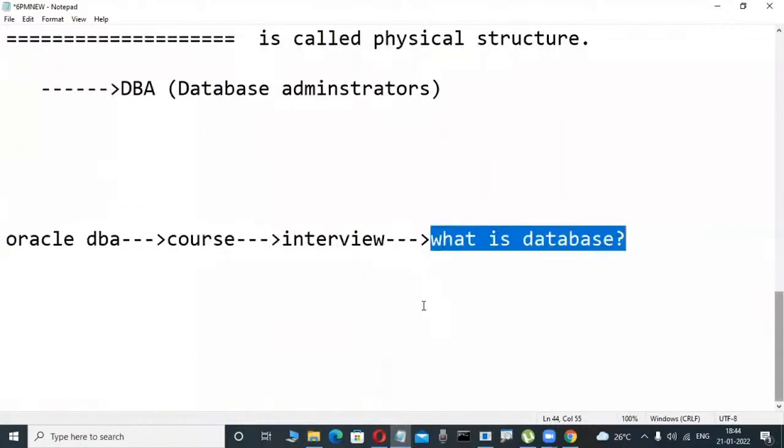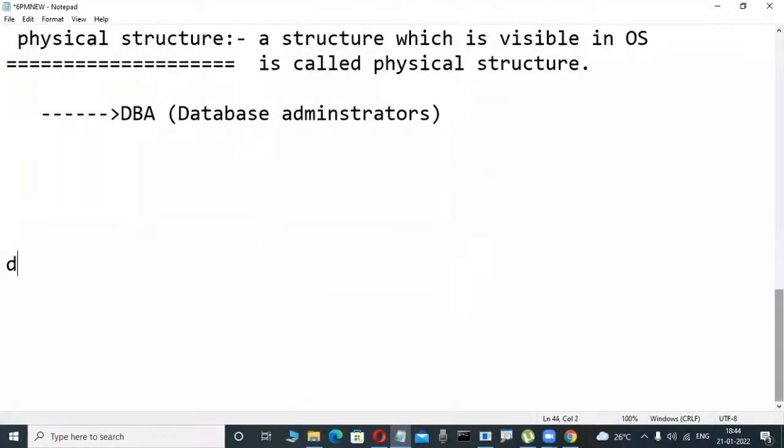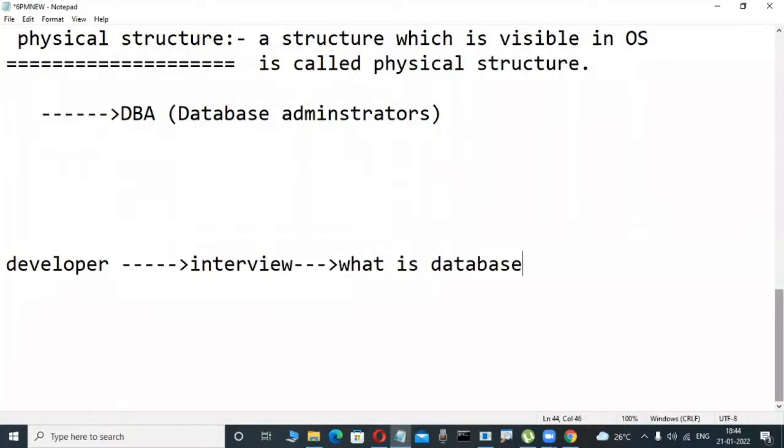Suppose here I'm a developer, not an administrator, for example. I'm a Java developer, a SQL developer, a PLSQL developer, a Python developer, like that. These developers are attending an interview. What is a database? For example, they may not ask, but generally, what is a database? The developers answer from the logical structure side.